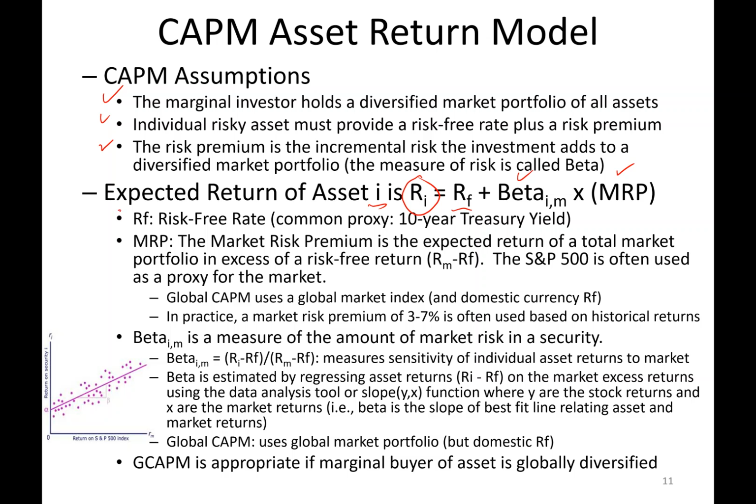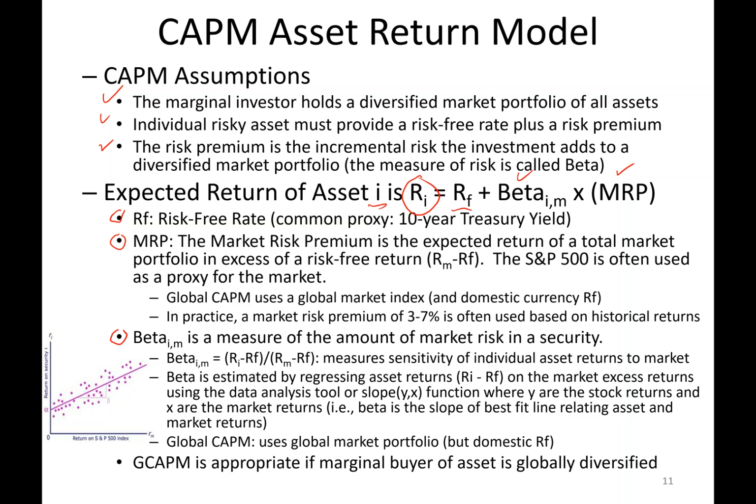The risk-free rate is commonly a 10-year Treasury or long-term risk-free rate of return. The market risk premium should be the expected return of the stock market in excess of your risk-free rate. Often, the S&P 500 is used as a proxy for the market portfolio. In practice, we use market risk premiums of about 3 to 7% based on historical returns, based on the period you choose.